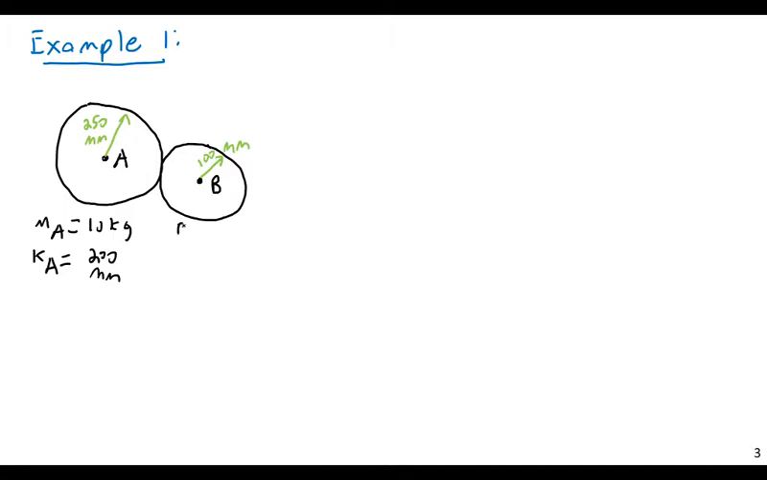And MB, the mass of B, is going to be 3 kilograms. And the radius of gyration of B is going to be 80 millimeters.